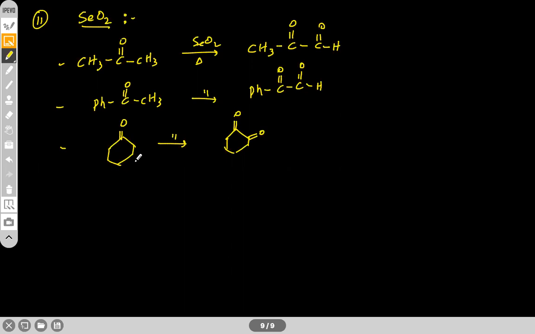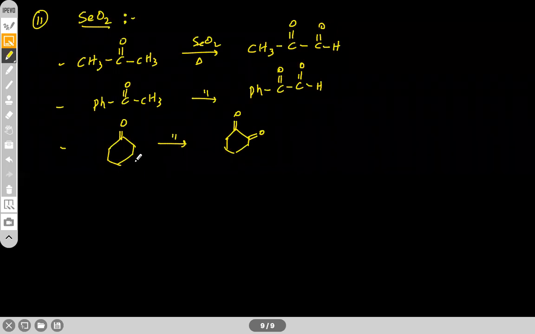Okay. Now in the next one, suppose you have an alkene, write down one note. Alkene on oxidation with SeO2: the hydroxy group, OH group, gets attached to the allylic carbon.